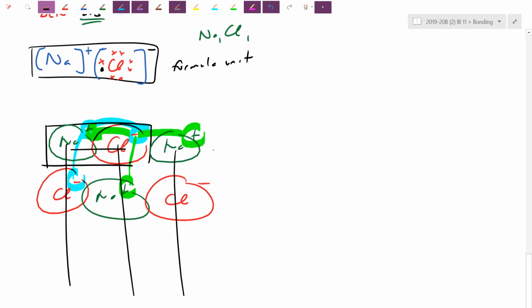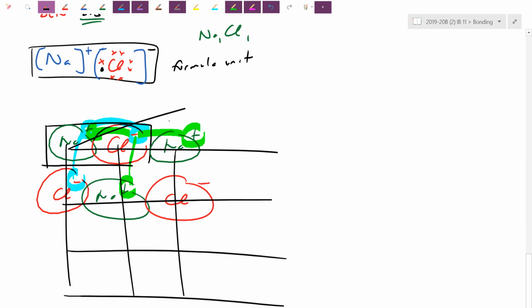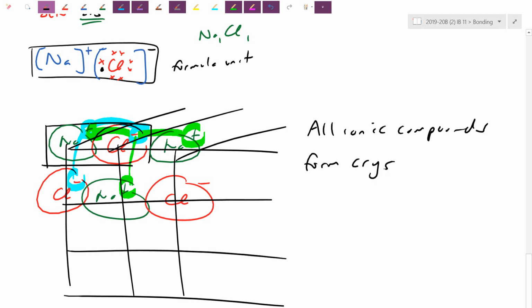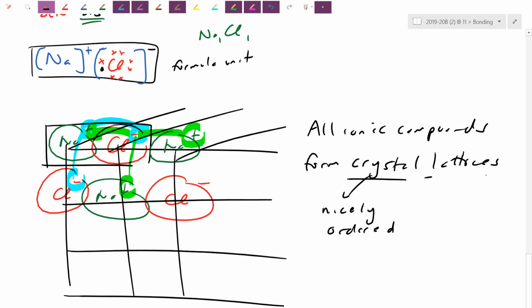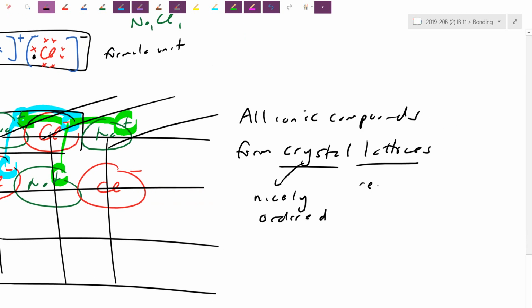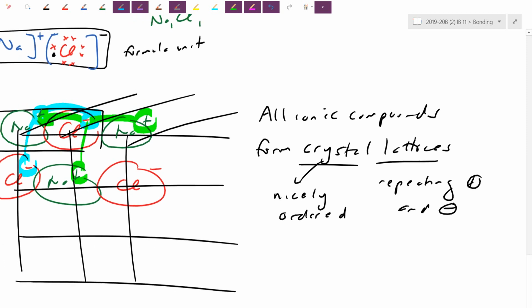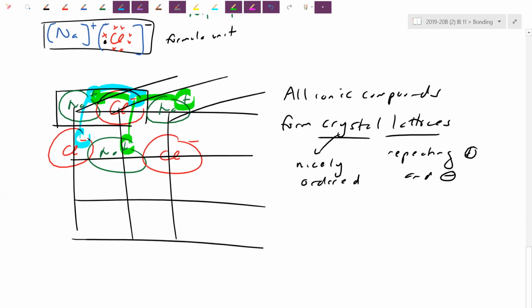So basically it just sort of repeats positive, negative all over. Okay, so make a note to yourself, all ionic compounds. We looked at just one transfer between one sodium and one chlorine. All ionic compounds, they form crystal lattices. The word crystal just means like nicely ordered, nicely packed together. But it's the word lattice here, which is that notion of it's a repeating positive and negative. And that's just because opposite charges are counterbalancing each other.